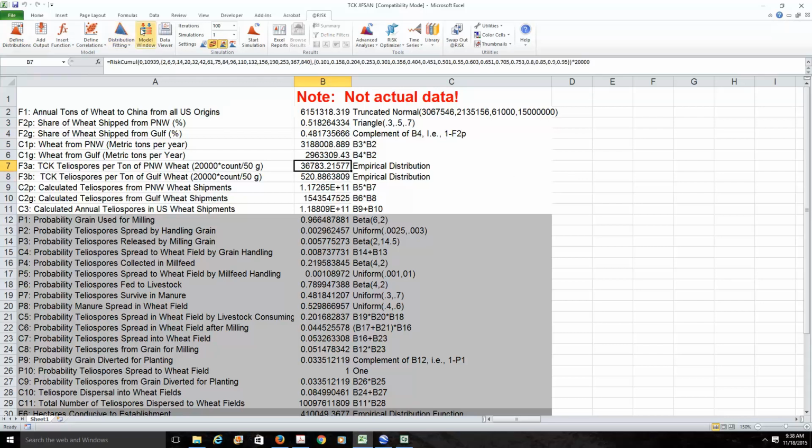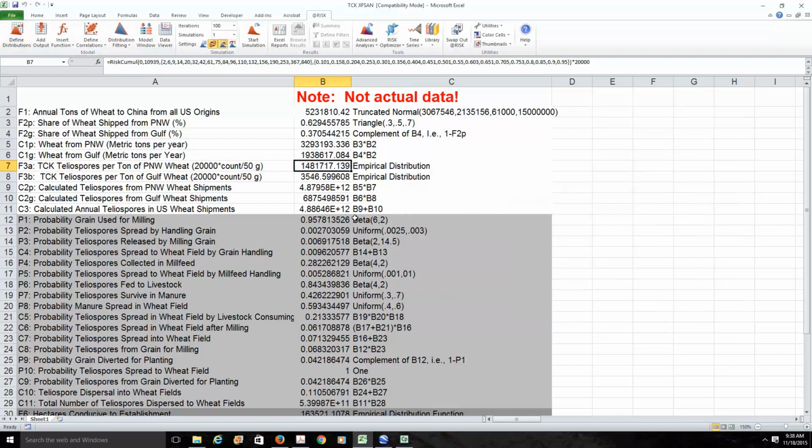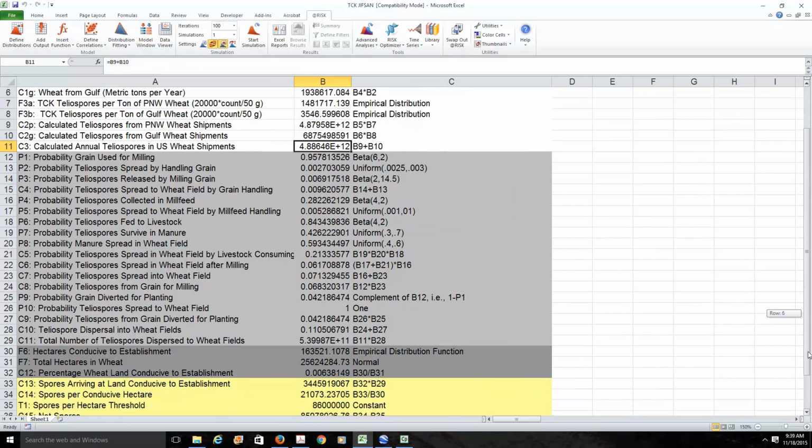If we take a look at this distribution, this turns out to be a cumulative distribution because we had fantastic data for this. There were thousands and thousands of data points. So there is no knowledge uncertainty here at all, but there is plenty of natural variability. So doing the arithmetic, the number of tons times the spores per ton, we calculate a number of spores that would be exported to China.